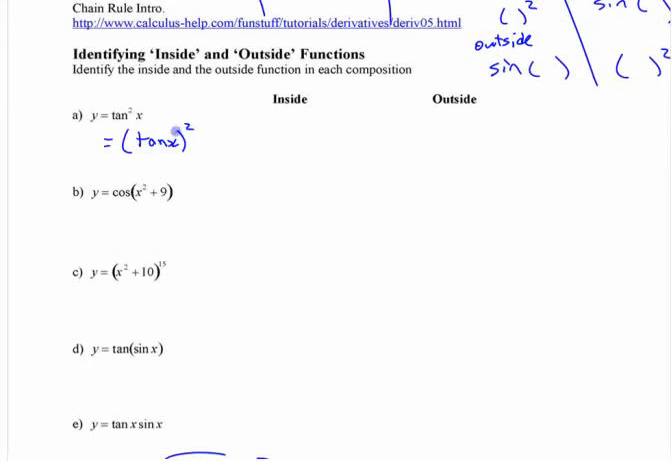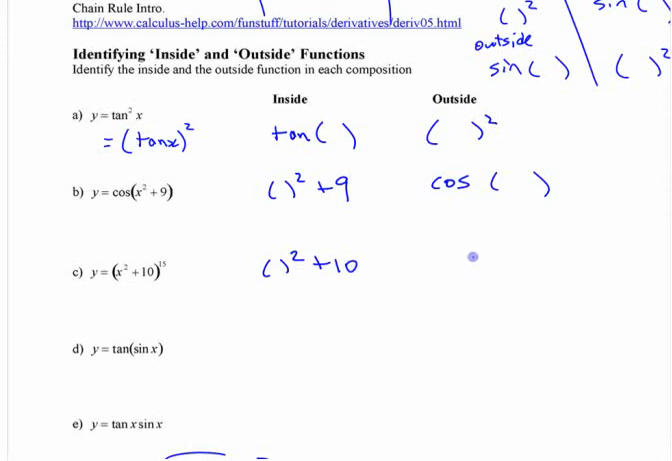Okay, well, for the first one, if you write it out the way it should be written, if mathematicians wrote things properly, tan x, all of that squared, the inside function is obviously tangent of something. The outside function is something squared. The second one, inside function, something squared plus 9. The outside function is cosine of something. This one here, inside function, something squared plus 10. Outside function, something to the 15th power.